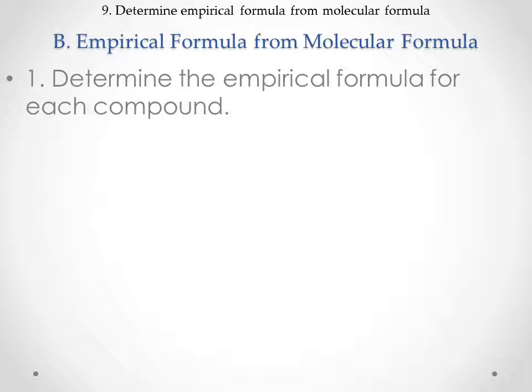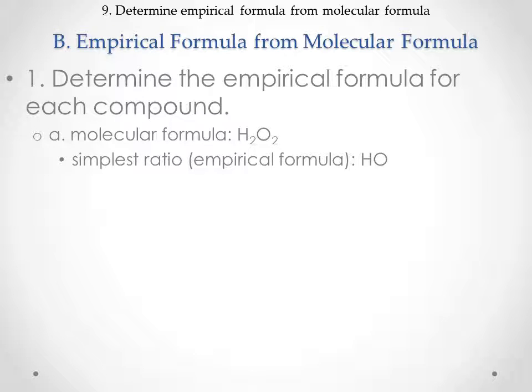So we're just simply asked to determine the empirical formula for each compound. So let's say we're given the molecular formula H2O2. That's hydrogen peroxide. And what that tells us is in one molecule of hydrogen peroxide there are two hydrogen atoms and two oxygen atoms. Now the empirical formula is just the simplest ratio of those. Well, if there's two atoms of each, the simplest ratio, or the empirical formula, would be 1 to 1. So our empirical formula is simply HO.